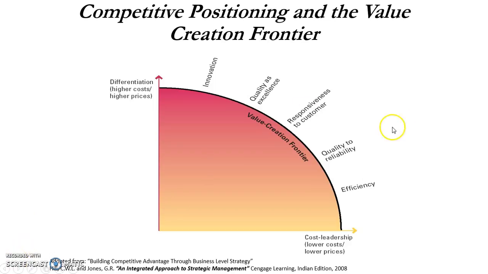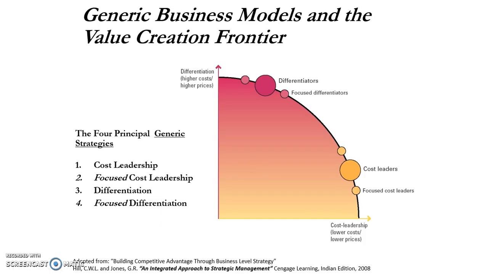Now these 5 competitive positions can further be transformed into generic business models, or what we call business level strategies. And over here, on the same curve, we have these circles, and these circles represent the market or the size of the market. So for example, if we look at the lower half of the curve, where we have cost leaders and focus cost leaders, let's try and understand what the circle means.